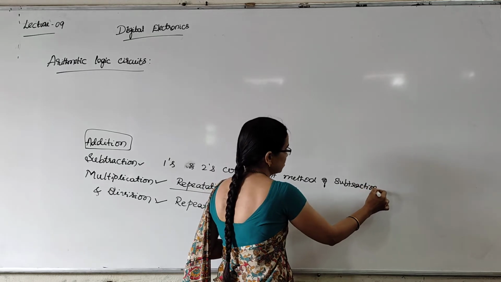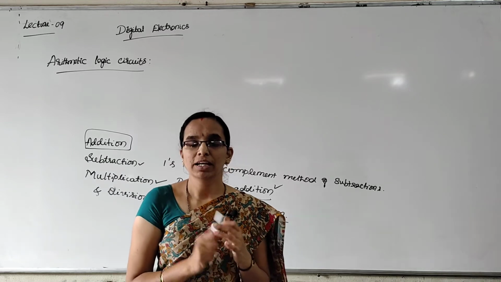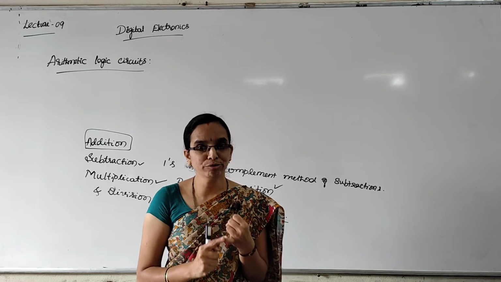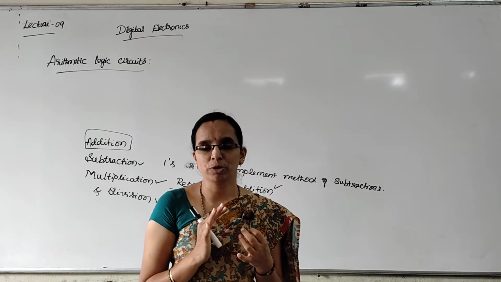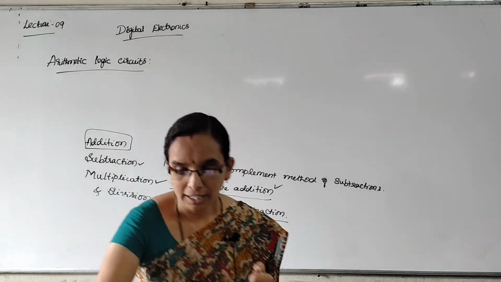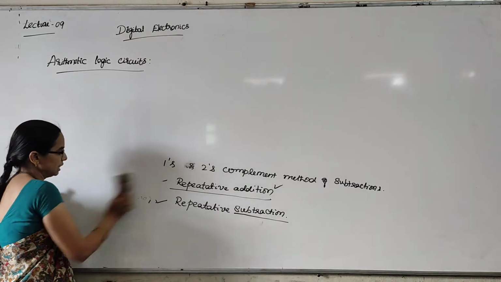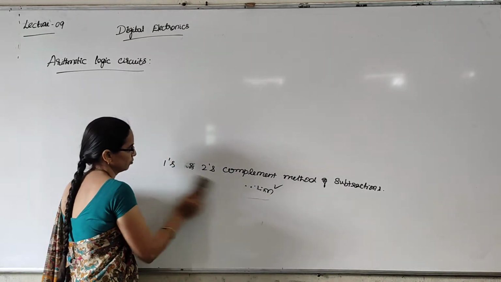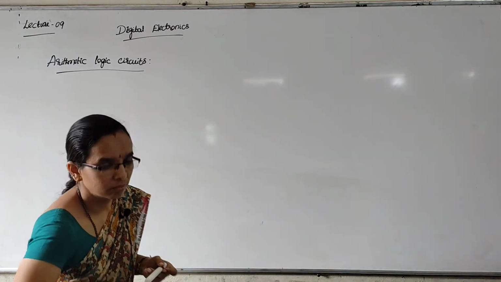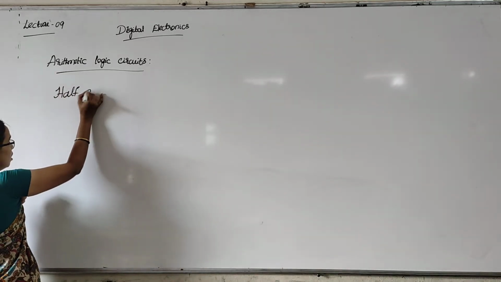So digital systems perform arithmetic operations but only using addition. They only add the bits. By adding bits they can perform all the four arithmetic operations: addition, subtraction, multiplication and division. In arithmetic logic circuits, the first circuit we are going to study is the half adder.